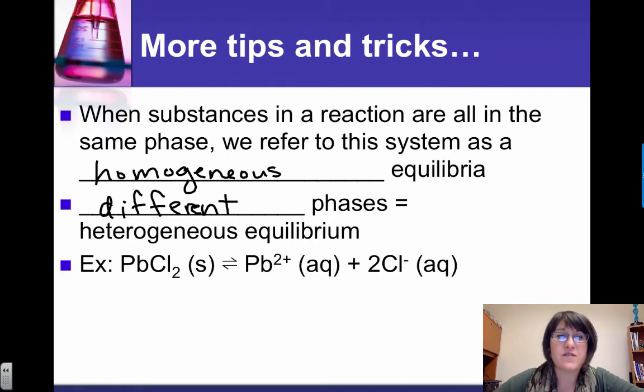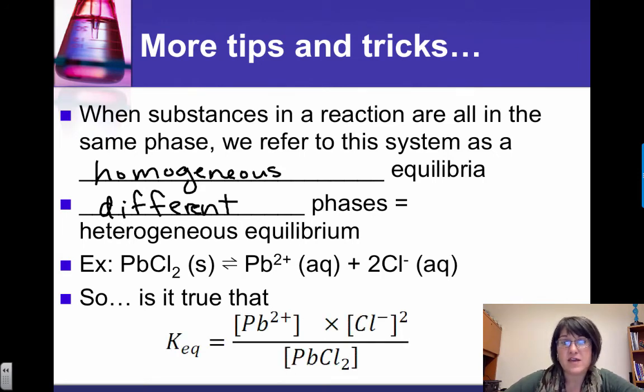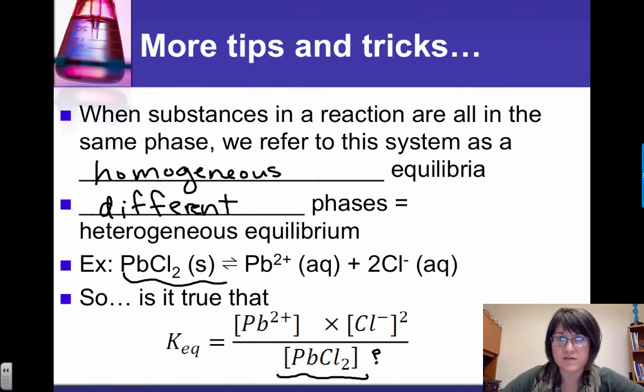So if you do have solids, then it's important to understand that we don't have a place for those in the equilibrium expression. We're not going to write KEQ with our solid reactant in the denominator, because how do you calculate the concentration of a solid? It's not dissolved in anything. You can't do moles per liter. It's just all like one big chunk of stuff. It doesn't have a concentration.